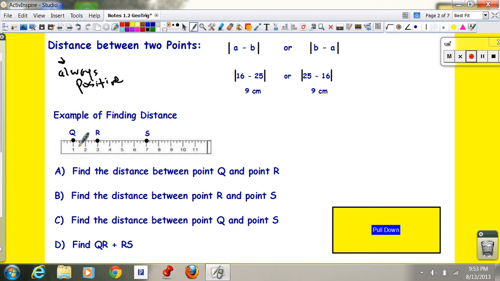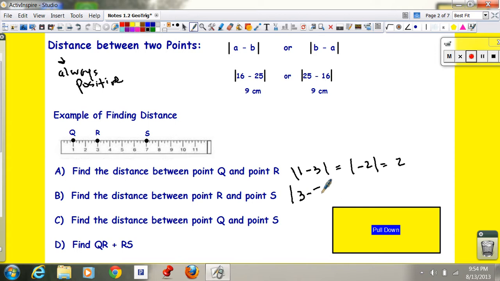Now, let's look at this ruler. Let's look at the points. We've got points Q, R, and S. Point Q is at the 1, point R is at the 3, point S is at the 7. Find the distance between Q and R. So the distance between point Q, which is the 1, and point R, which is the 3, would be the absolute value of 1 minus 3, which is the absolute value of negative 2, which would be 2. The distance between Q and R is 2. And I know you can count that, 1, 2. So just showing you how the distance formula works here. Find the distance between R and S would be the 3 minus the 7.